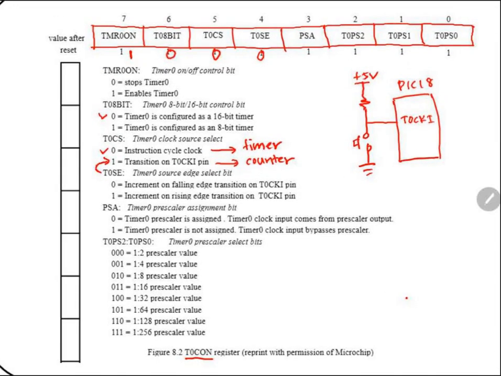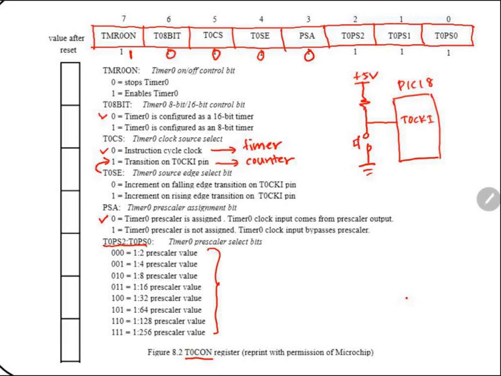So do we want to assign or not assign? Assign. And here assign is 0. So this is also 0. And then you see the bit numbers 2, 1 and 0, they are the prescaler value. Now remember that this description won't be given, so you just have to memorize them.